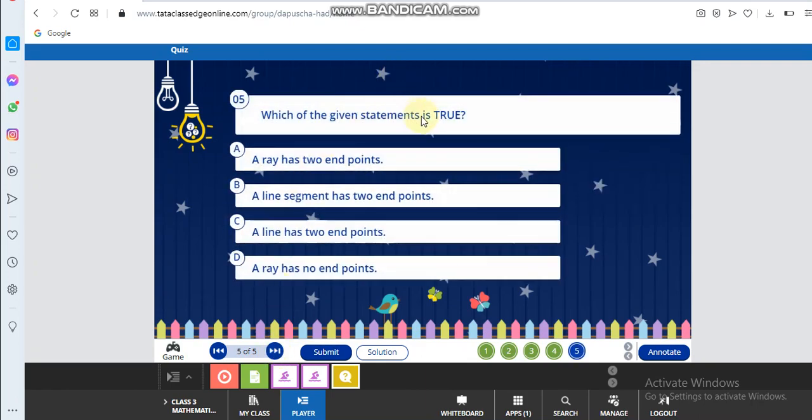Which of the given statement is true? A ray has two endpoints? No. A line segment has two endpoints? Yes. So this statement is correct. Others are not correct. A line has two endpoints? No. A ray has no endpoint? No. So completed this quiz also.